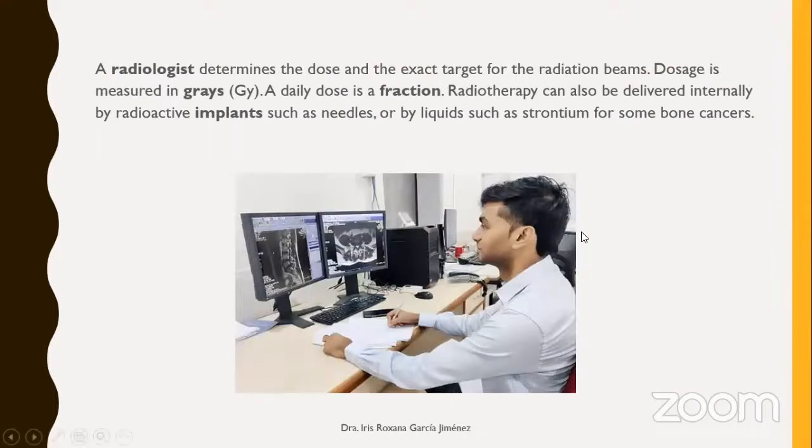We have this specialist, the radiologist. This doctor is the one who determines the dose and the exact target of the radiation beams. Dosage is measured by grays, Gy. A daily dose is a fraction, right? Radiotherapy can also be delivered internally by radioactive implants, such as needles, or by liquids, such as strontium for some bone cancers. So this information is important to take into account.